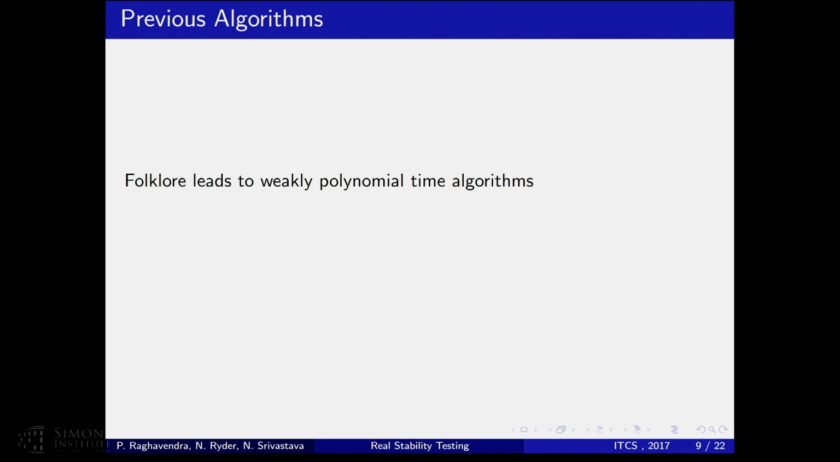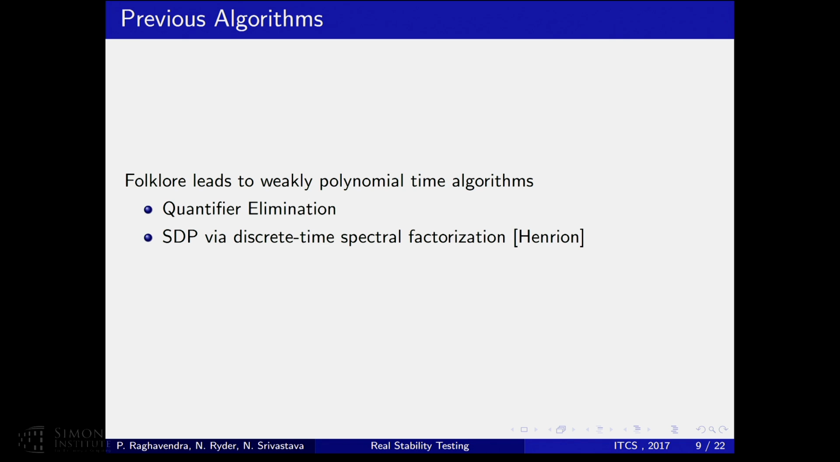So what was known previously? There weren't any explicit complexity results established for this, but there were some papers that mentioned some weakly polynomial time algorithms. One of those methods would be quantifier elimination. Since we're looking at fixed degree bivariate polynomials, quantifier elimination will lead to a weakly polynomial time algorithm. Another is using a semi-definite program via some machinery in control theory called discrete time spectral factorization. This was established in a paper of Helton.